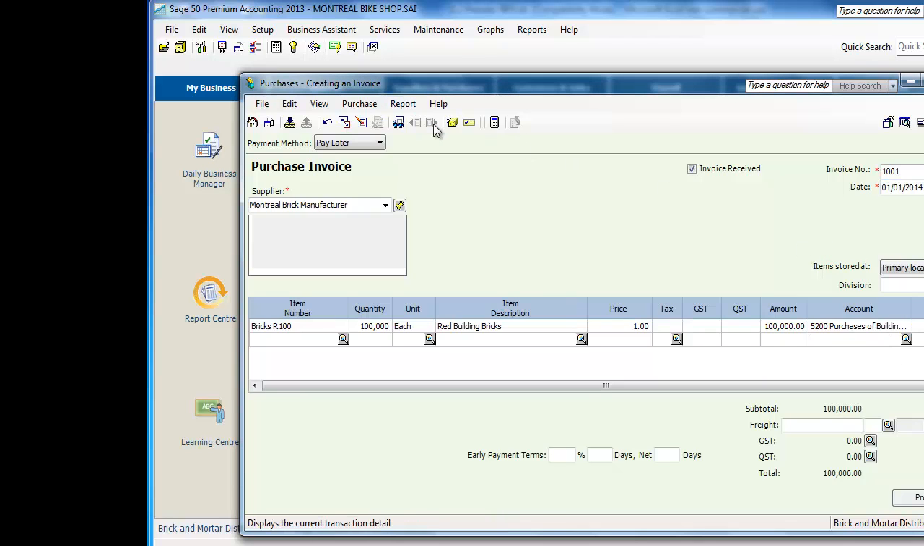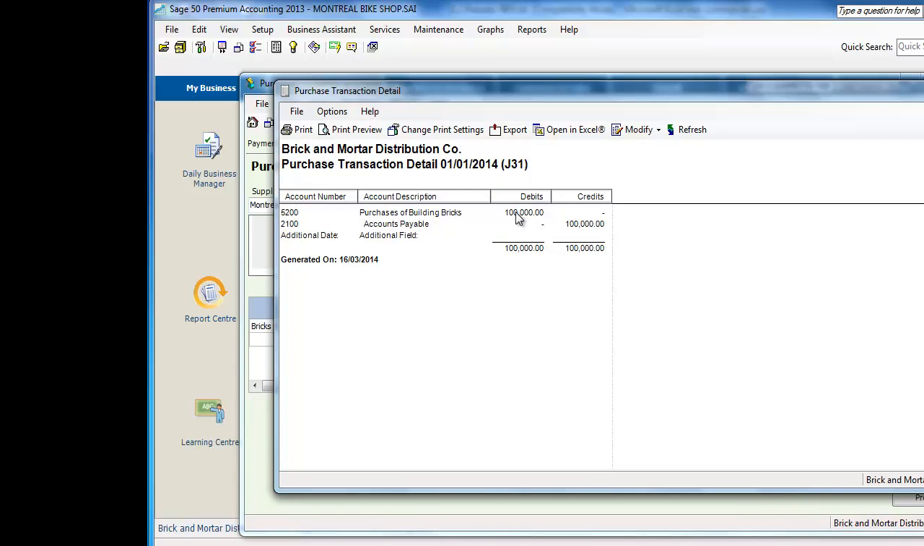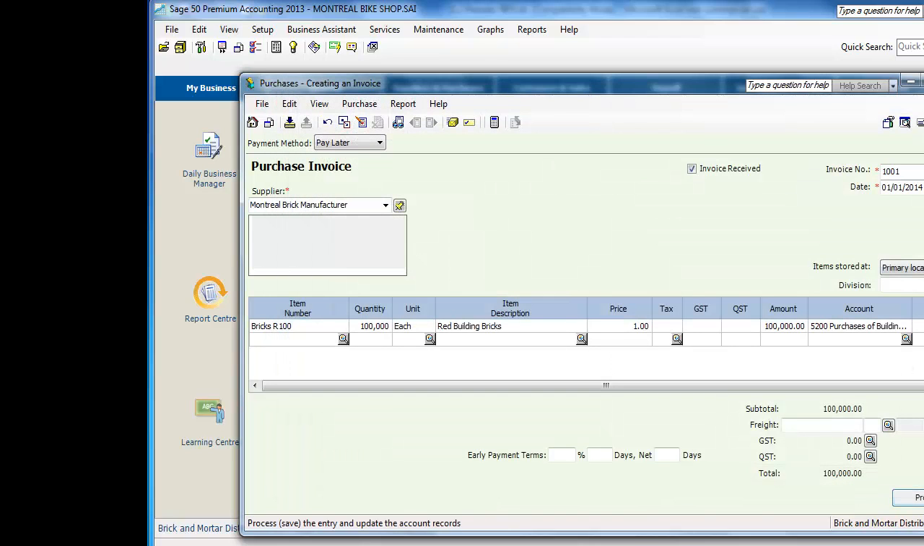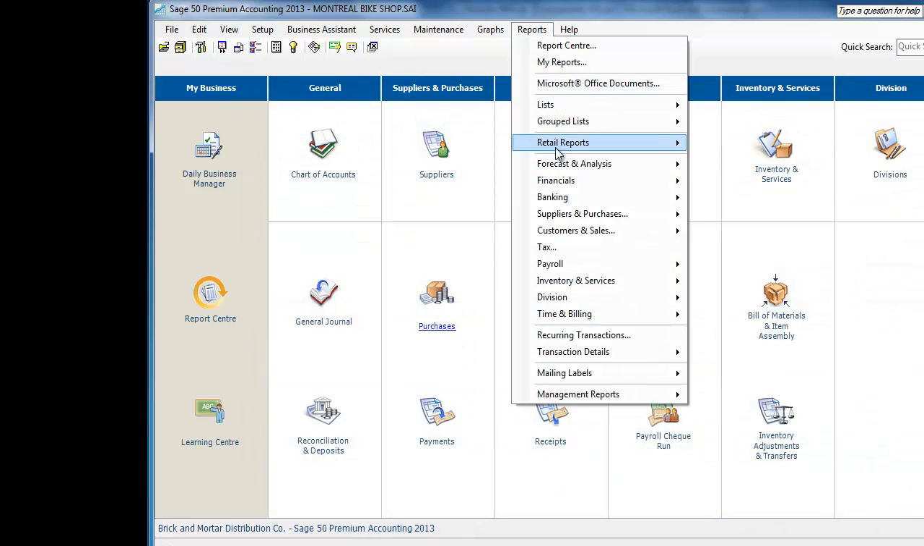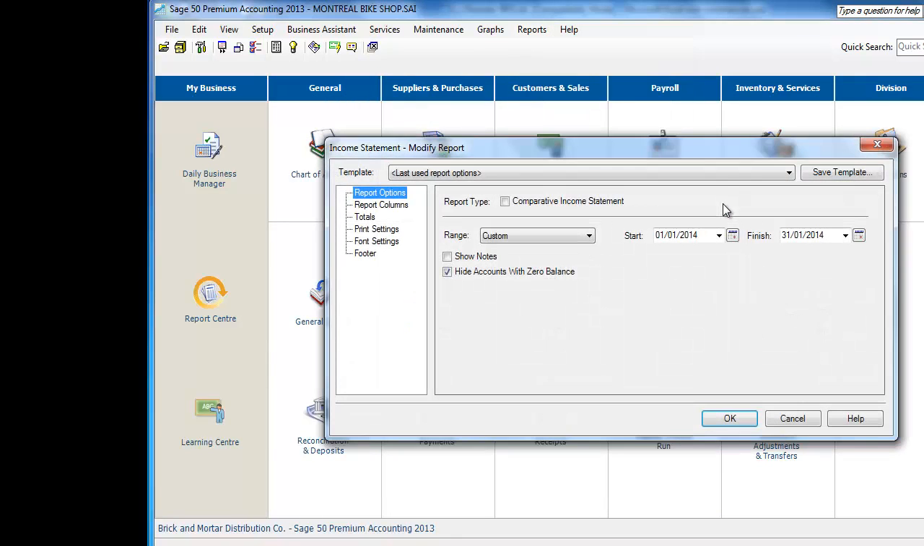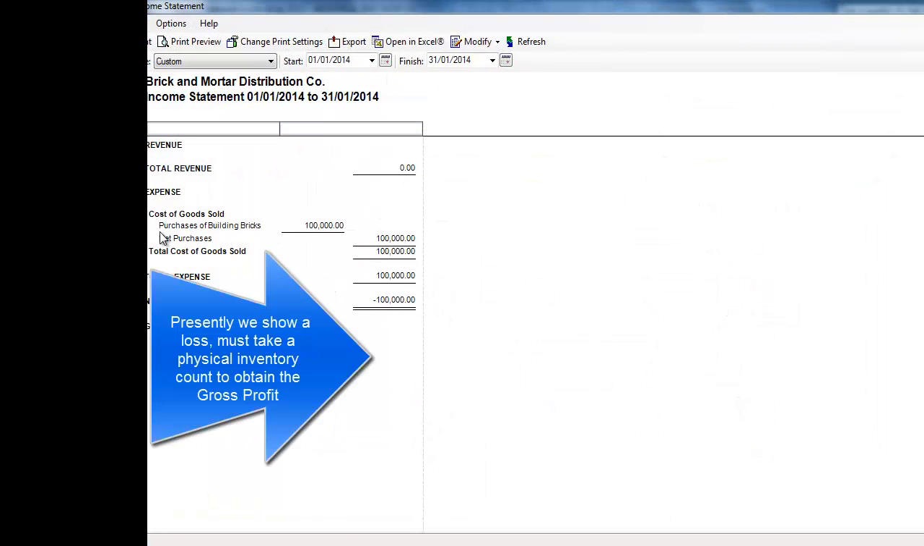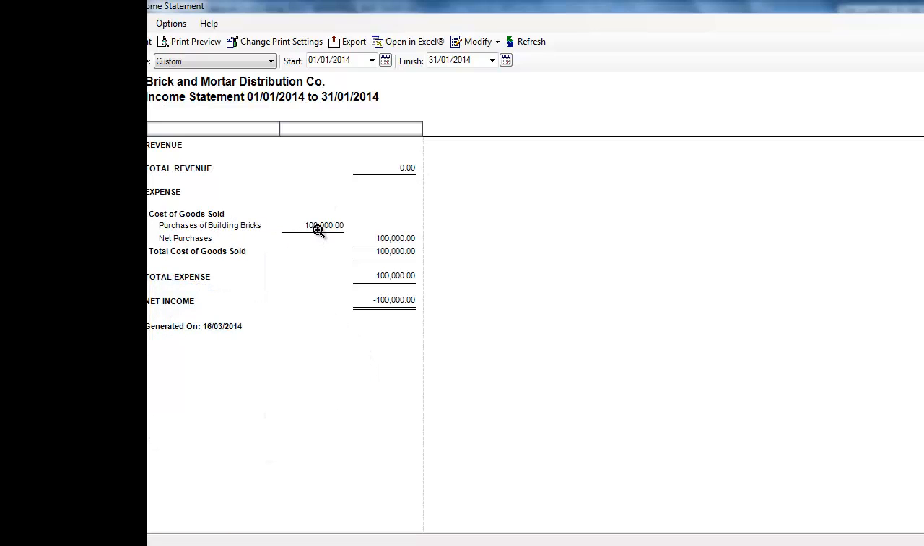What is the accounting entry the moment we process this invoice? Debit purchases of 100,000, which will affect our income statement, and credit accounts payable of 100,000, which will affect our balance sheet. Process this transaction, say okay. I'd just like to demonstrate the effect on the income statement from 1st of January to the 31st. There were no other transactions. If you notice, I have not made a sale. Zero revenues, but I do have purchases of building bricks of 100,000 on the income statement, which has the effect of demonstrating that we have a loss of $100,000.